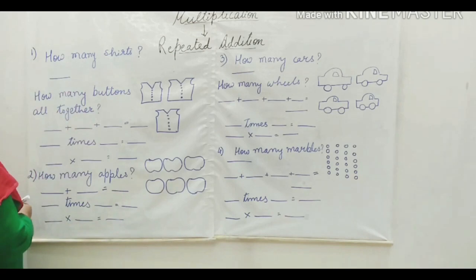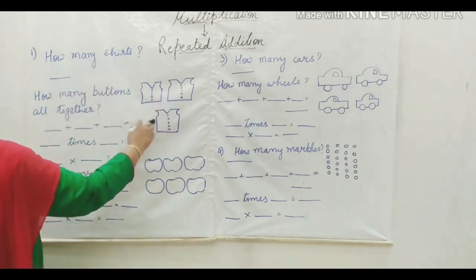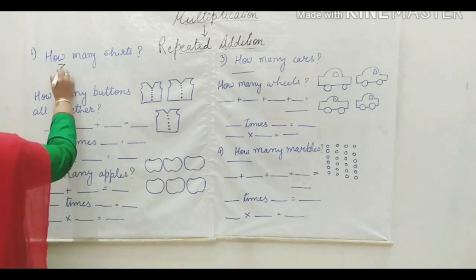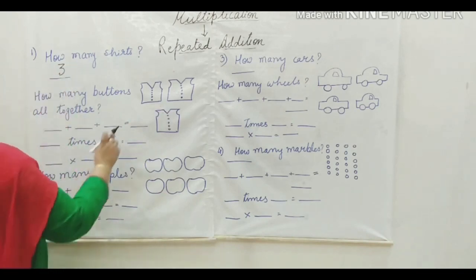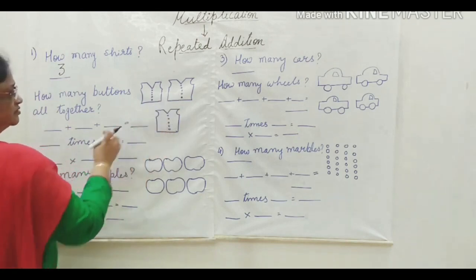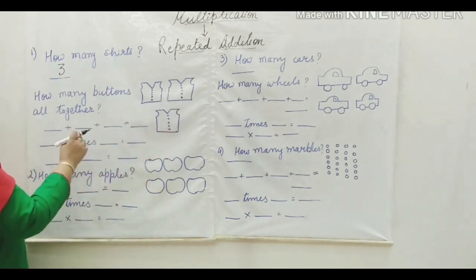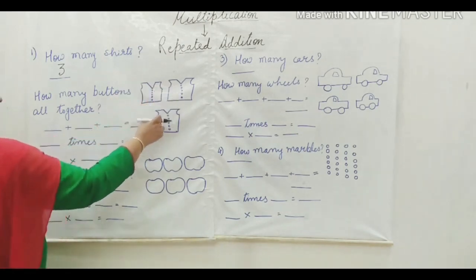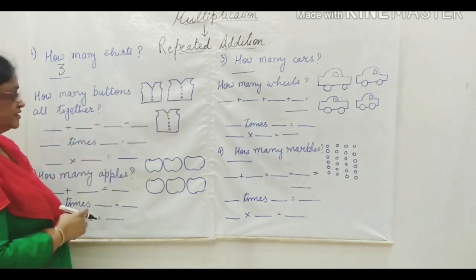Practice this. So how many shells are there? You can see there are 3 shells. So what will we write? There are 3 shells. And now each shell has some buttons on it. So how many buttons? Let us count. 1, 2, 3, 4, 5. So each shell has 5 buttons on it.